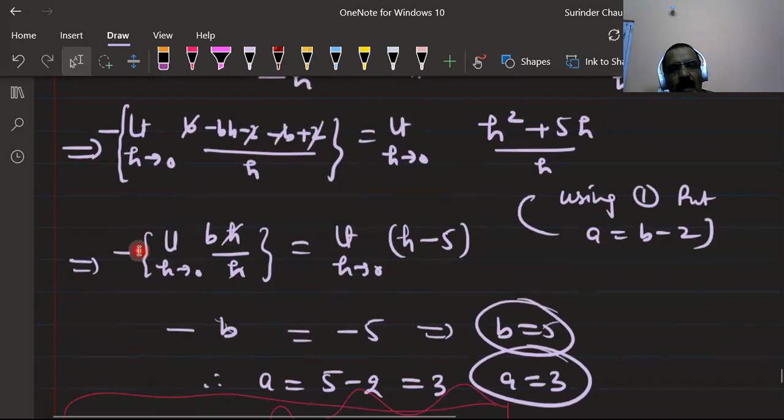This is equal to minus limit x to 0, h cancels out, and 5 remains. So minus b is equal to the limit of 5, a constant, which is minus 5, so b is equal to 5. Substitute into a is equal to b minus 2.